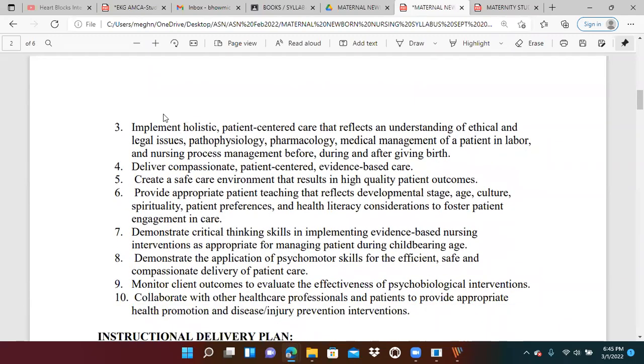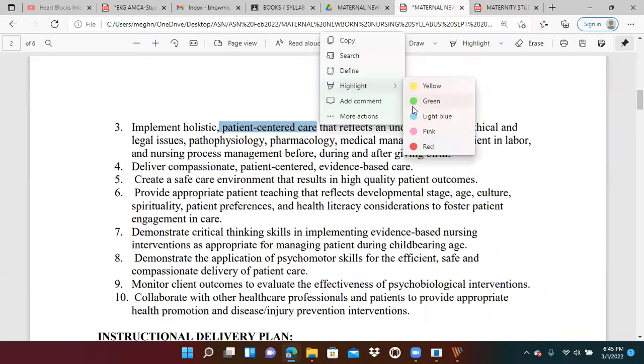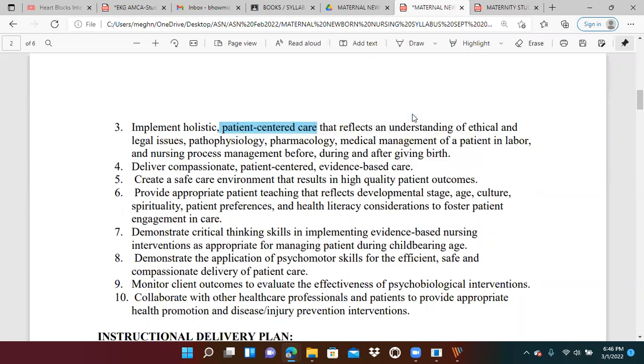Implement holistic, complete care, patient-centered care. So whatever we do, it should be patient-oriented. It helps my patient to feel good, to feel their needs, and reflects understanding of ethical and legal issues. Right? So communication is important. Communication is important to my patient. Communication is important even when I'm talking with you.